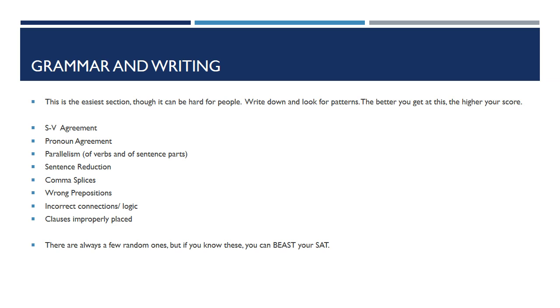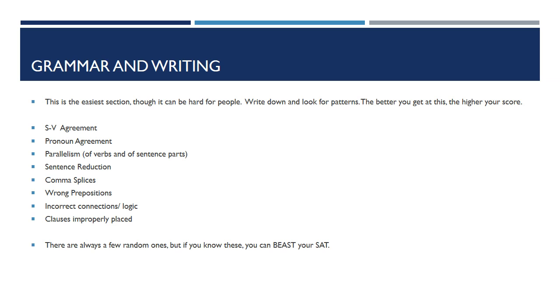Comma splices are commas that are hanging out in the wrong place. They're commas that are where they're not supposed to go, such as in between two complete sentences. So you'll have to fix a comma splice, and oftentimes only one answer will correct that comma splice.